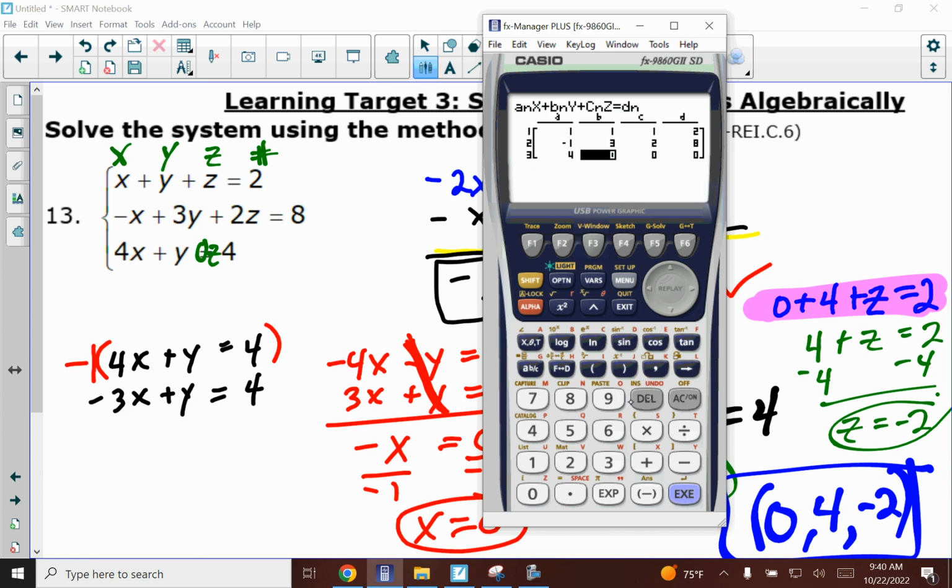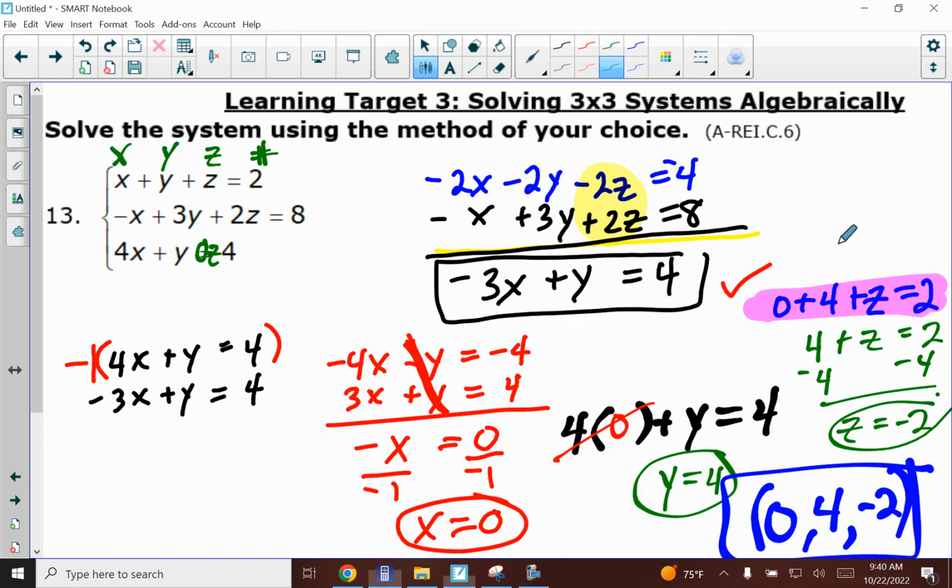So when we type this in, we're going to stick in a 4, a 1, oops, and you want to be extra careful because one mistake, one mistype, and the whole thing is messed up. 0 for the z, and then 4 right there. And you can see we get 0, 4, -2, which is exactly what we got when we did it by hand.